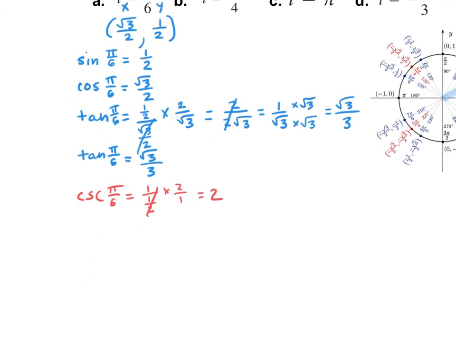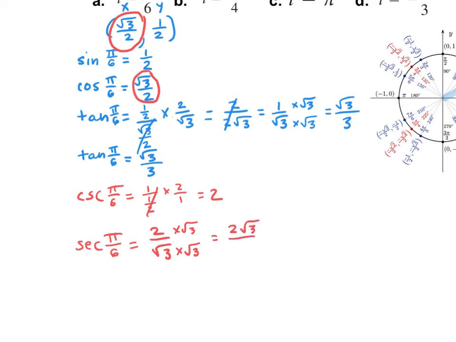Okay, next we have the secant. So what's our formula for secant t? 1 over x. So we would have 1 over our x, which is square root 3 over 2. Or we could just take our cosine and flip it. So this would be 2 over square root 3. Would we have to get rid of the square root though, right? Yep. So we multiply the top and the bottom by square root 3. So we have 2 square root 3 over 3.